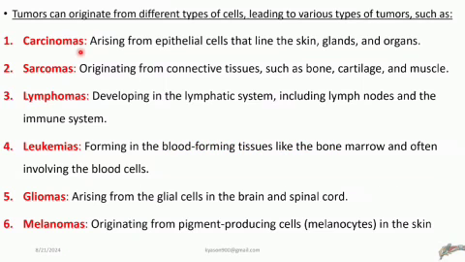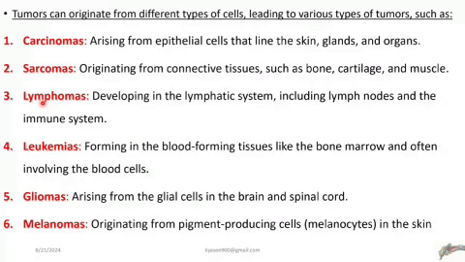So, tumors can be categorized based on the different cells that make them up. If the cells are epithelial cells, we call those carcinomas. If the cells are from connective tissues, we call that sarcomas. That's why you've heard of osteosarcoma, that is cancer of the bone.